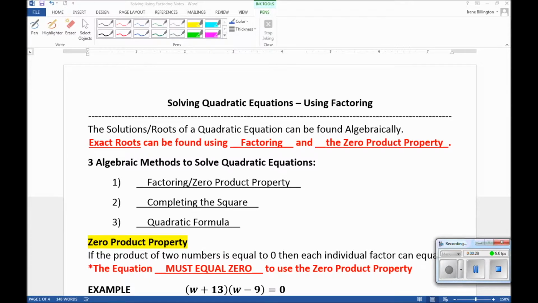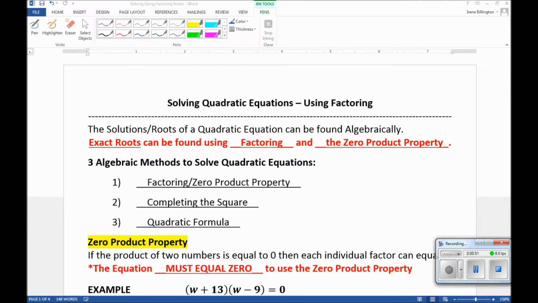You will learn 3 algebraic methods used to solve quadratic equations. The first is factoring and the zero product property. The second is completing the square. And the third is the quadratic formula. We will not be learning the last 2 methods during this lesson.